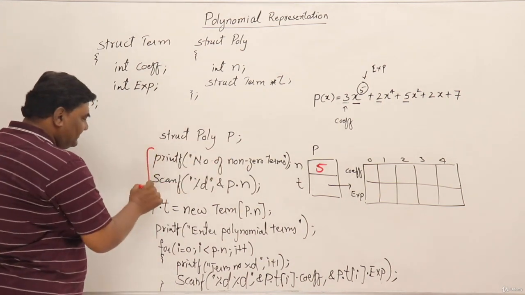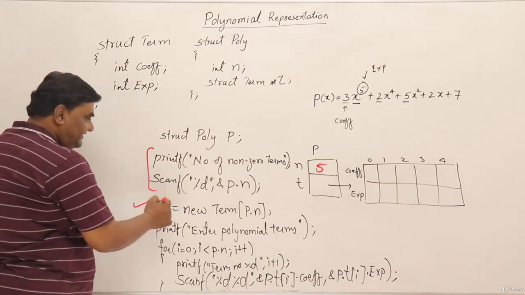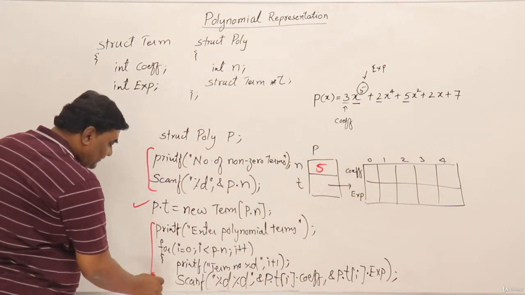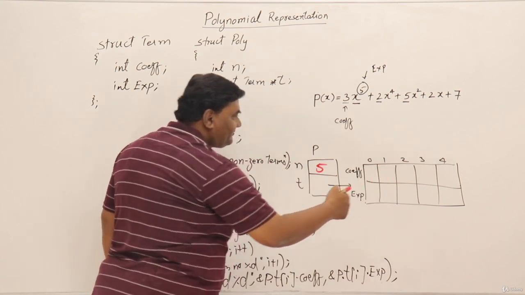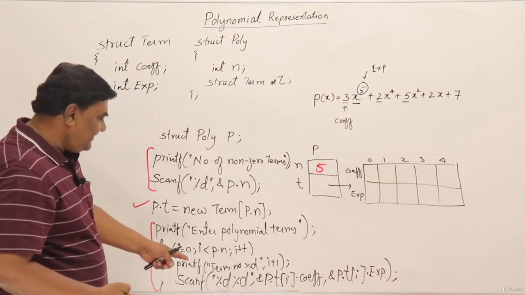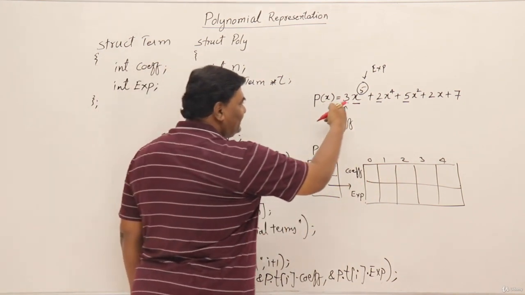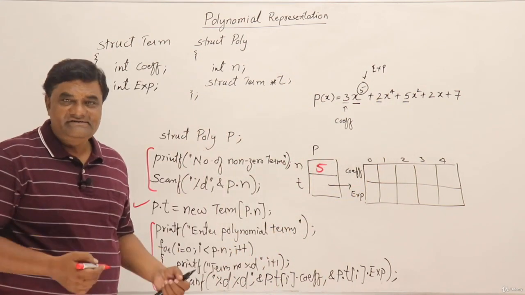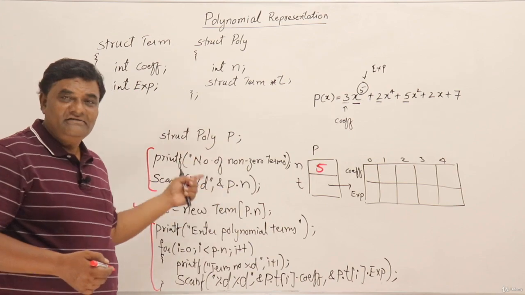So here I know the non-zero terms, and here I have created this array, then here I am reading all the values into this array. From the keyboard the values are entered, and the values will be like 3, 5, 2, 4, all these values will be entered. So this is how it is represented, and this is the program code.